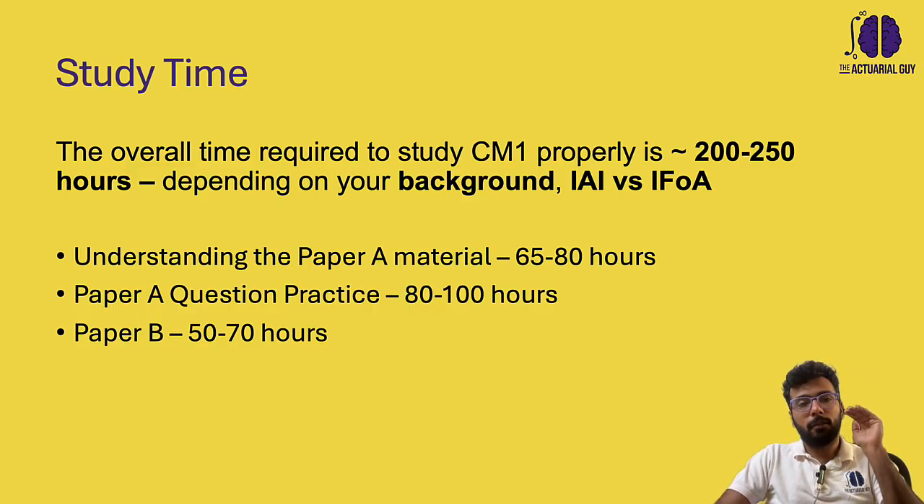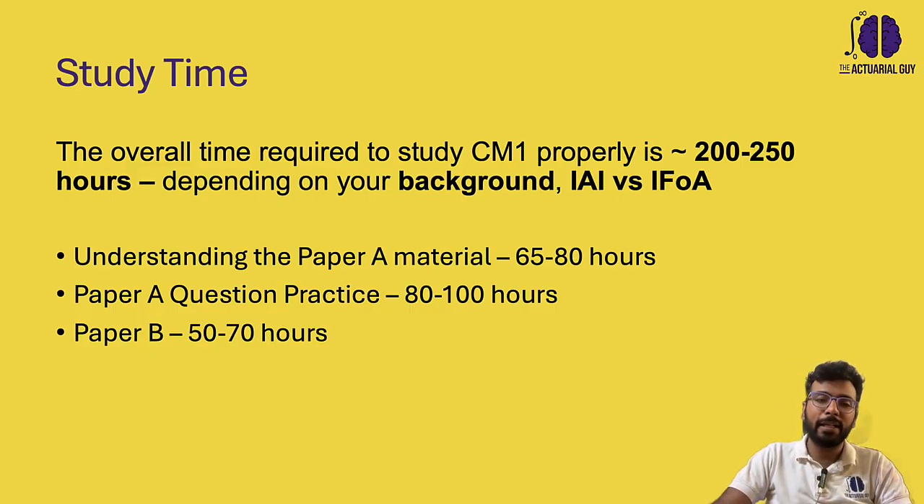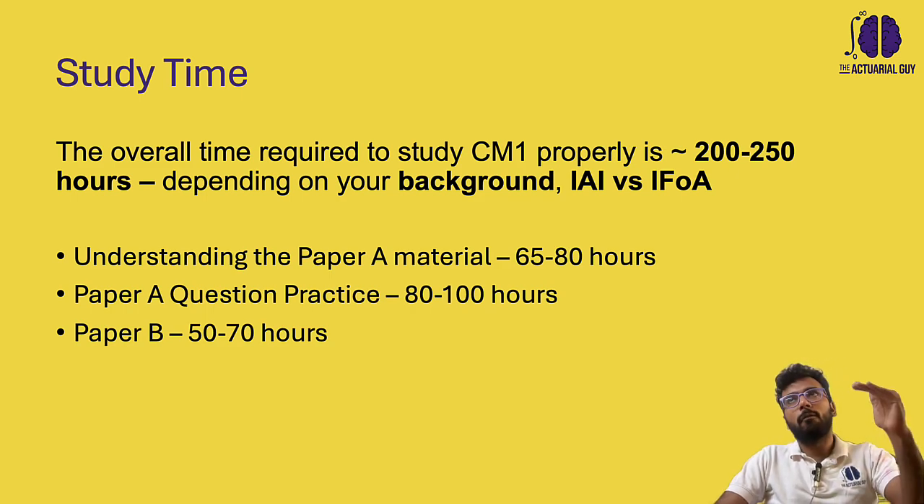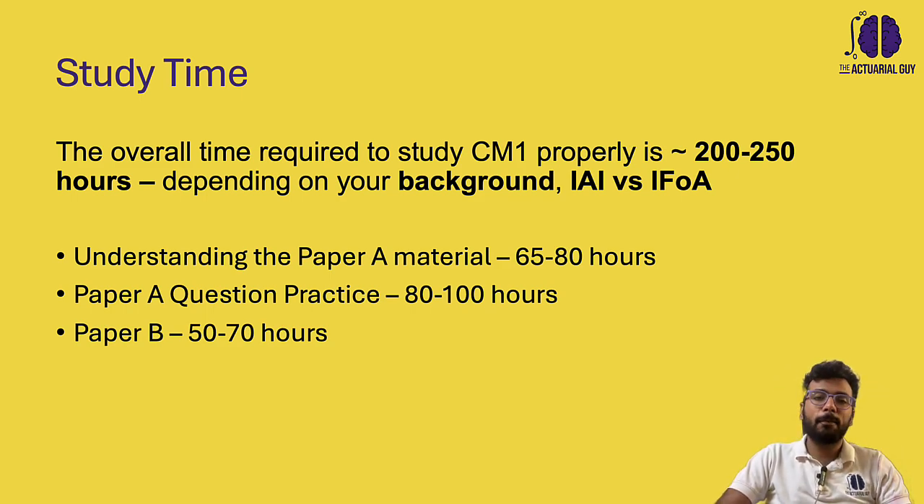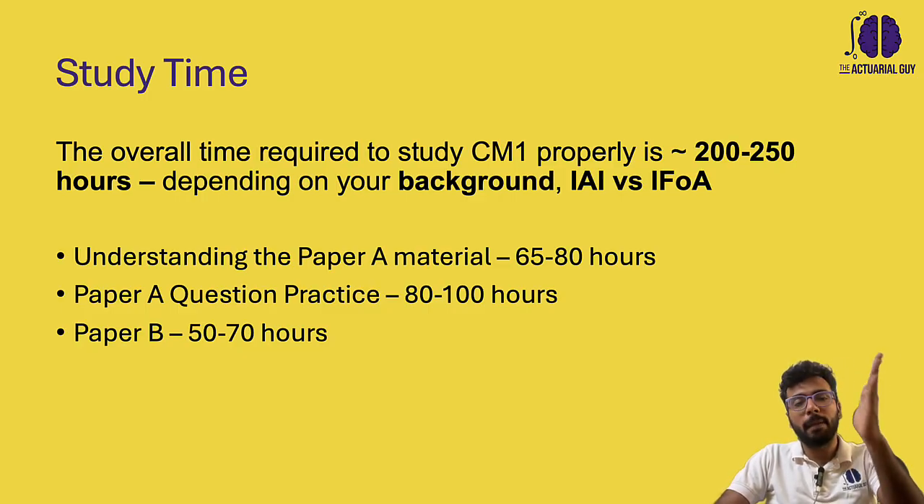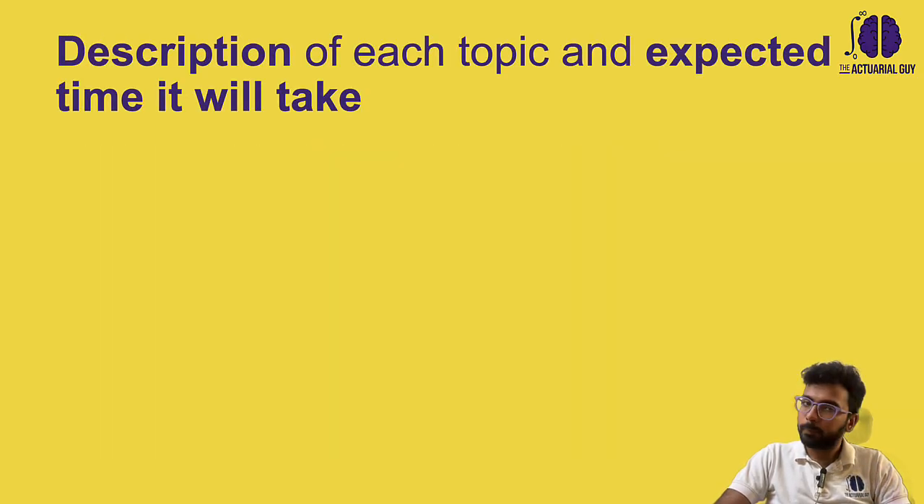But you should not ignore Excel. Going through the Excel portion and solving a good number of questions should take you anywhere between 50 to 70 hours. So a robust preparation for CM1 takes about 200 to 250 hours. Now let's dive into the various topics covered within CM1 and how much time you should give to each topic from a paper A question practice and paper B perspective.